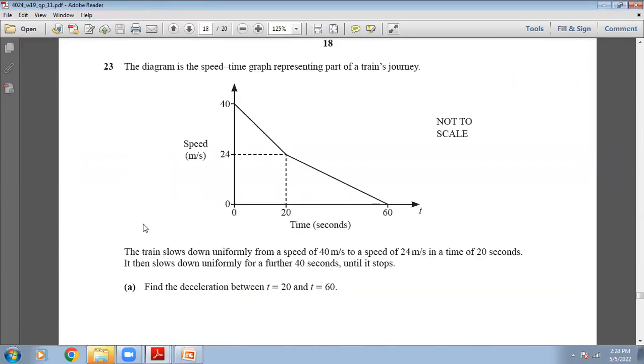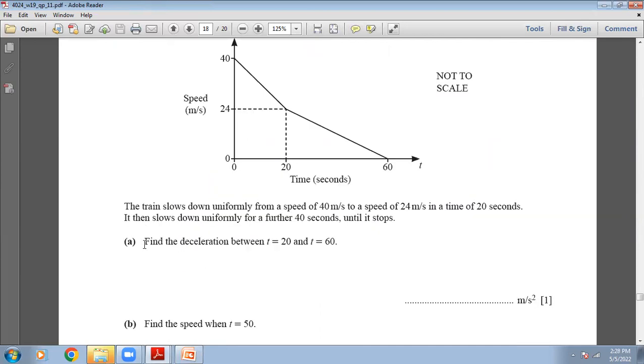The next question coming up on your screen is question number 23. He says the diagram in the speed time graph represents part of a train's journey. The train slows down uniformly from a speed of 40 meters per second to a speed of 24 meters per second in a time of 20 seconds. It then slows down uniformly for a further 40 seconds until it stops. Find the deceleration between t equals 20 and t equals 60.